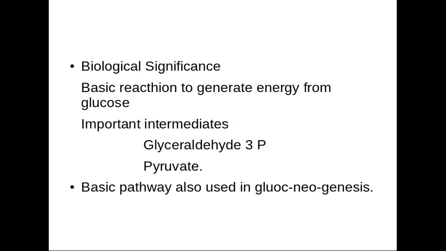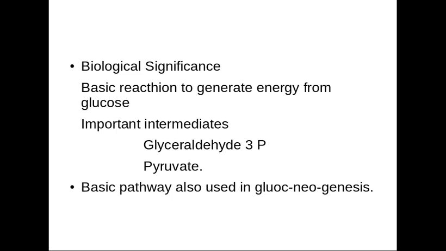The biological significance of this reaction is that this reaction generates energy from glucose. It gives important intermediates like glyceraldehyde 3-phosphate and pyruvate, which have tremendous amount of metabolic significance. Another important use of this pathway is that a substantial portion of it is utilized in the reverse direction during the process of gluconeogenesis, that is, production of glucose from non-carbohydrate source.